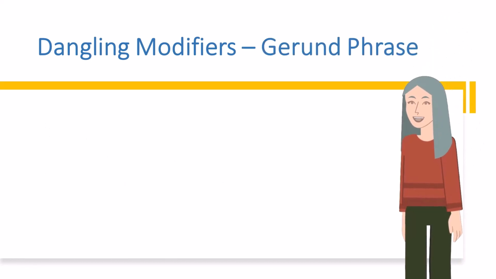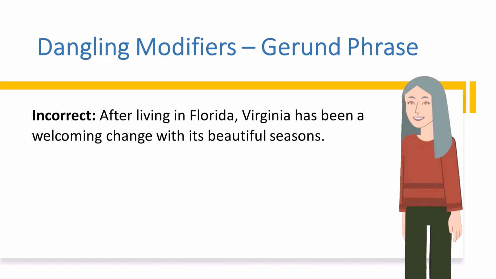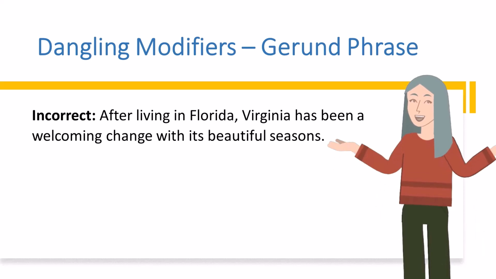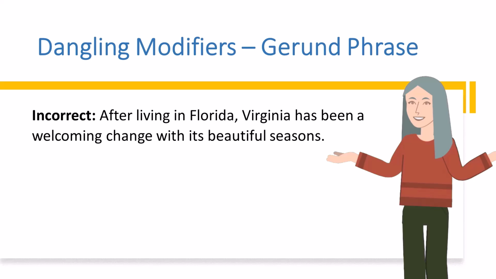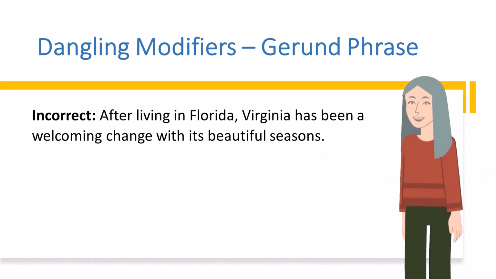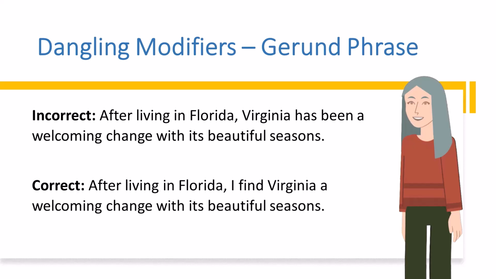Let's break it down and first look at a dangling modifier with a gerund phrase. This sentence is incorrect. After living in Florida, Virginia has been a welcoming change with its beautiful seasons. Who lived in Florida? Virginia? Perhaps, but we can see in this sentence that Virginia is not a girl's name, but rather the name of the state. Here's a correct sentence expressing the same idea.